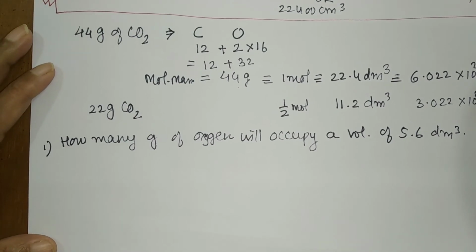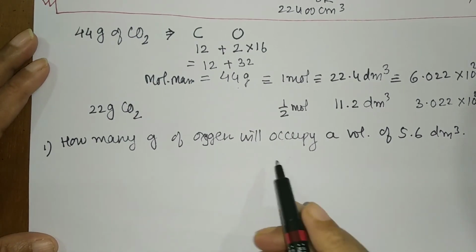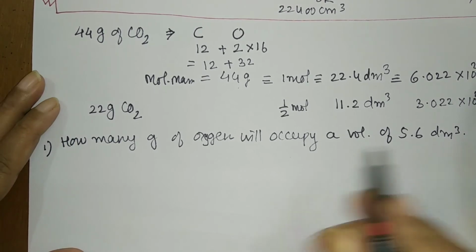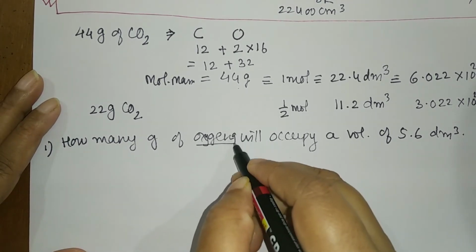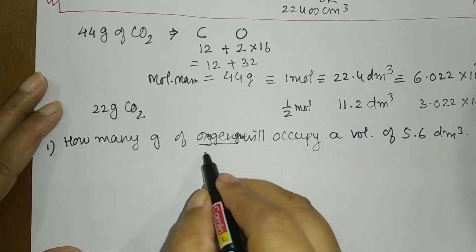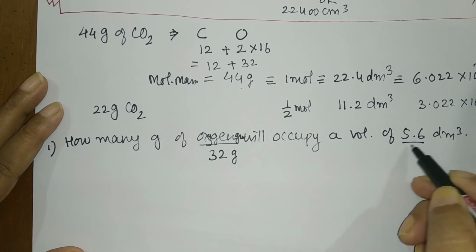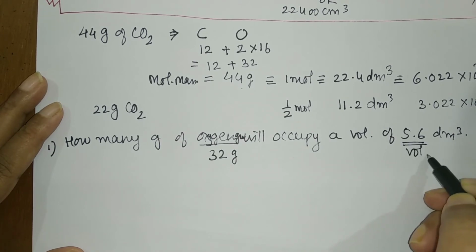Let us see this problem, student. How many gram of oxygen will occupy a volume of 5.6 dm cube? Now when I say it is oxygen gas, what should be its molar mass, student? Its molar mass must be 32 gram. And what is given here is dm cube, means they are talking about volume.